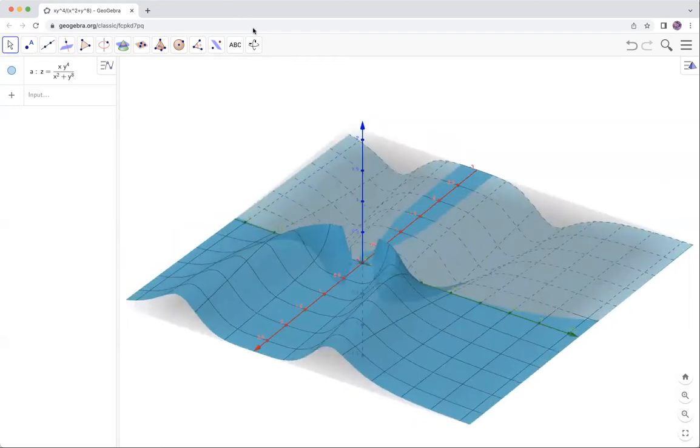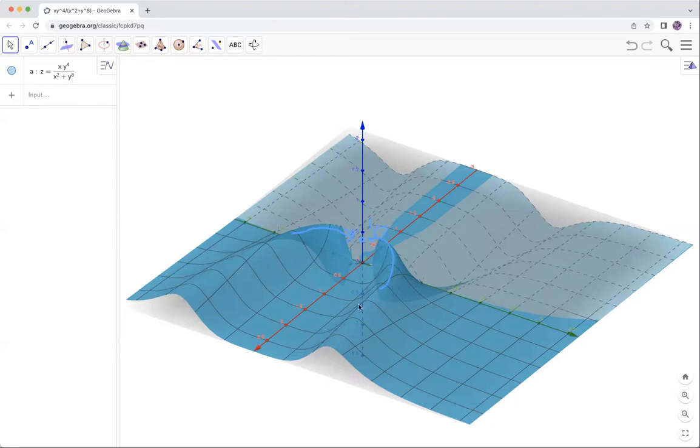What I want you to notice is also basically if I'm approaching this point through, let's say here or here, the z value approaches 1/2.